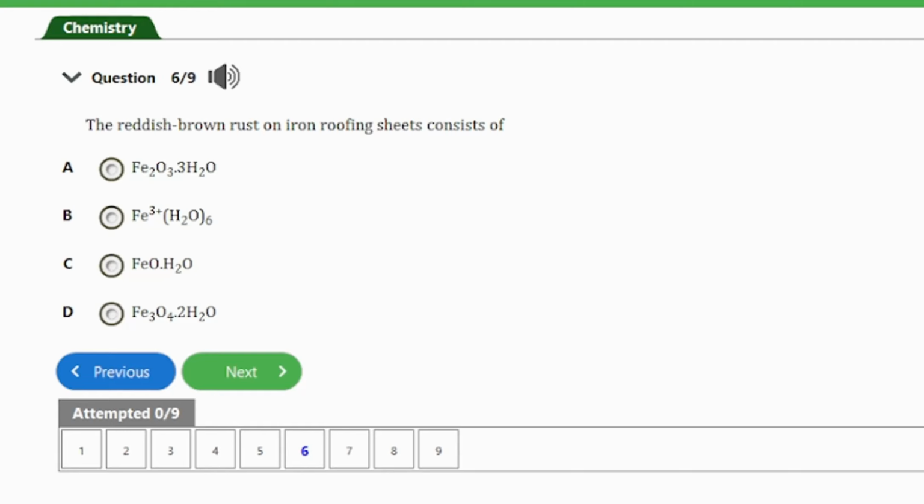So this is basically iron 3 oxide trihydrate. So it's a hydrated iron 3 oxide, and this is the compound that is formed in the rusts that we find in corrugated roofing sheets. So guys, that's it for that question. This compound actually forms when iron reacts with oxygen in the presence of water or moisture. So let's consider the next question, guys.